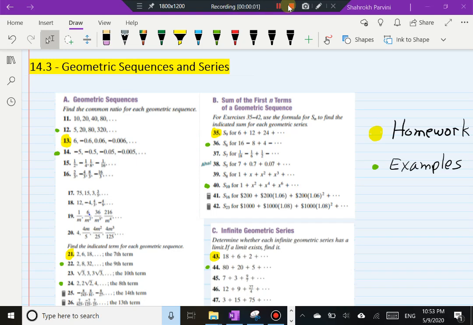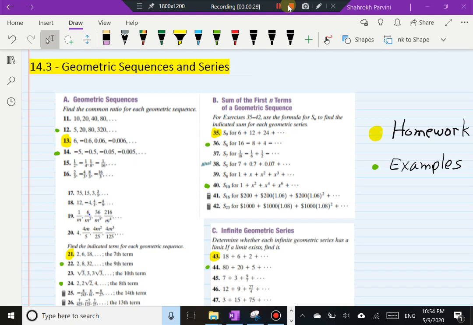Hello everyone, we are in section 14.3. In section 14.3, we're going to look at geometric sequences and series, a continuation of our work in chapter 14. Coming out of section 14.2, the section prior to this, we looked at arithmetic sequences and series. So in this section, we're going to look at another type of sequence and series, namely geometric.